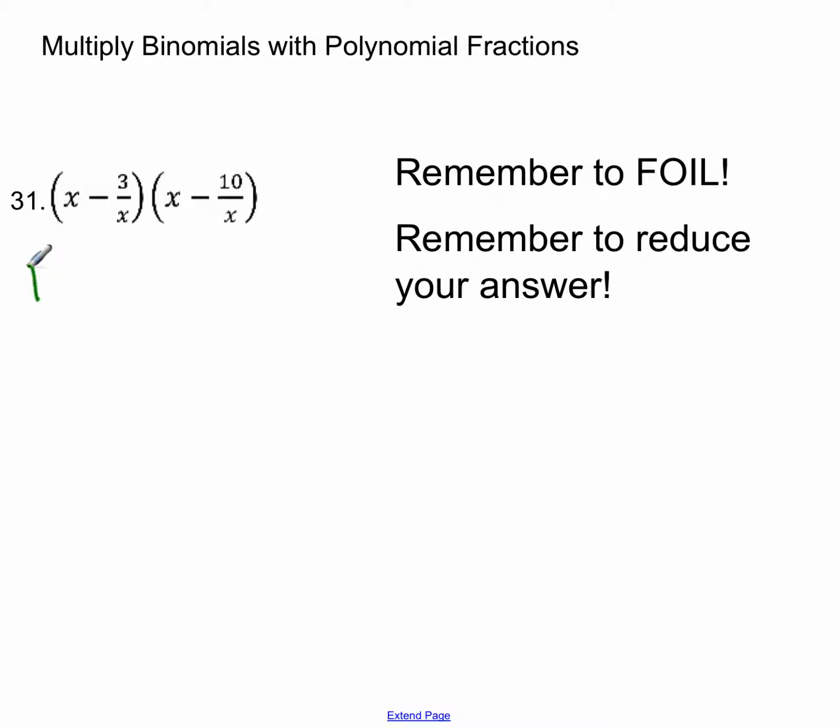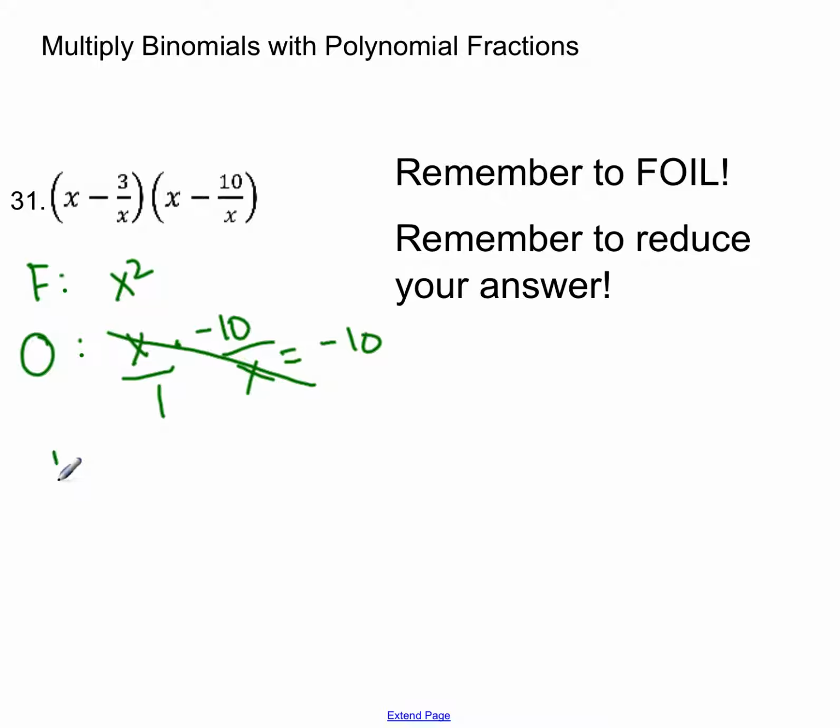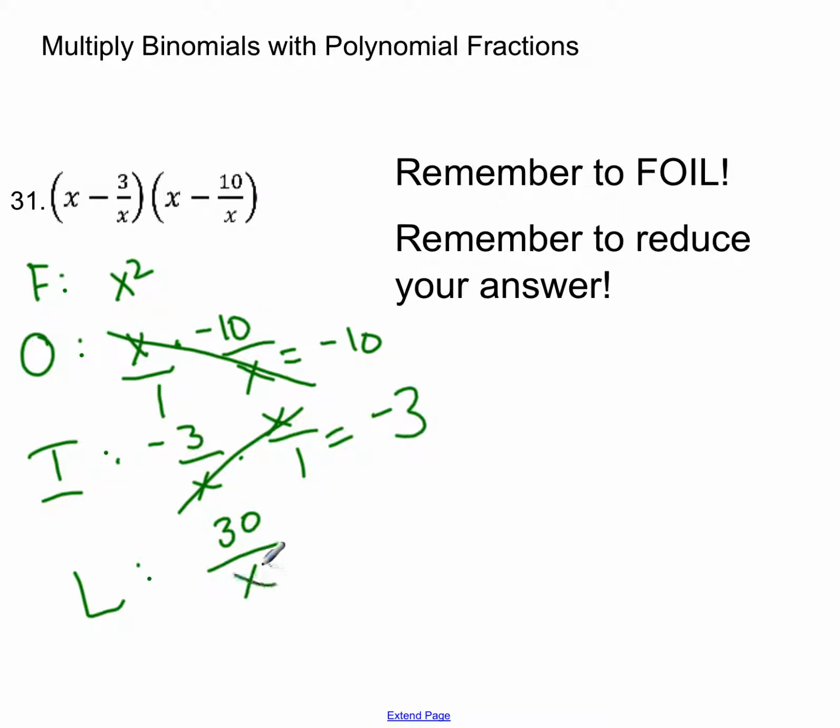So if I do my F, I'll get x times x is x squared. If I do my outers, I'll get x times negative 10 over x. So remember, the x's cancel, and basically I just get negative 10 here. The inners, I have negative 3 over x times x over 1. I get negative 3. And my last term is negative times negative, so positive 30 over x squared. Okay, so there's my FOIL.